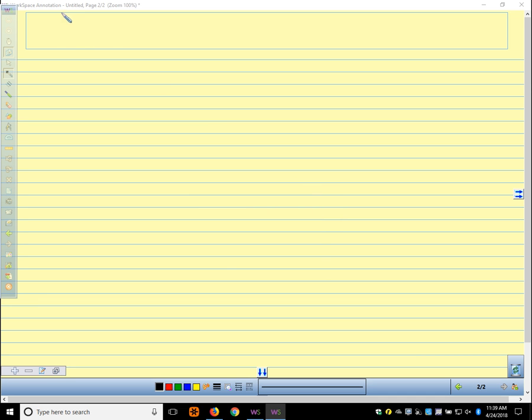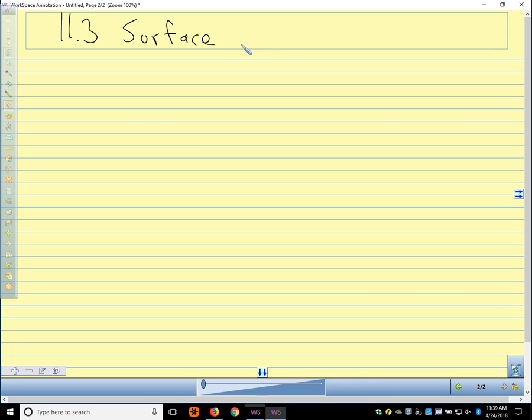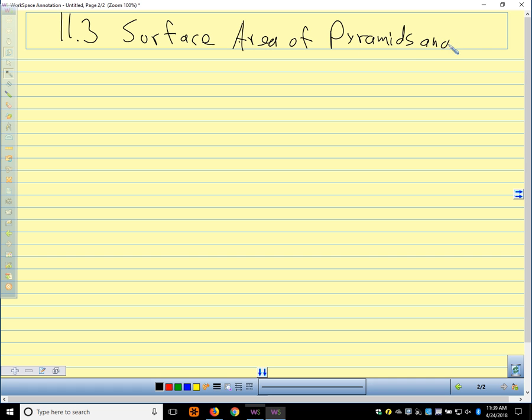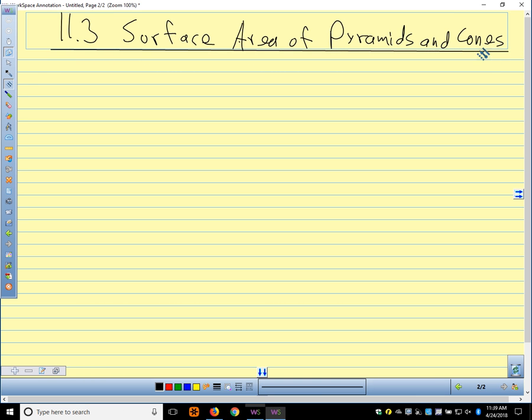I like to keep the shapes together, so we're going a little bit out of order. So we're going to talk about surface area of pyramids and cones. So let's talk about our vocabulary first. Let me grab a picture.